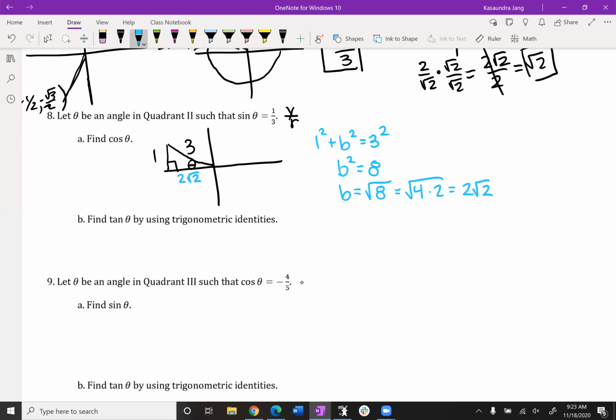They specifically wanted cosine. So my cosine is the x over r. My x value that was found was 2√2 over the r, which we had was a 3. And that's pretty much as good as it's going to get. I can't really simplify that much more. So there we go.